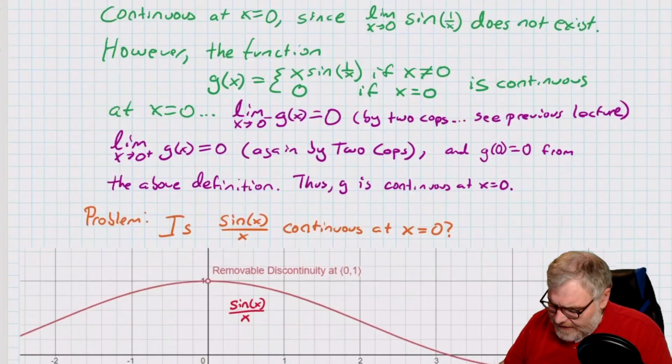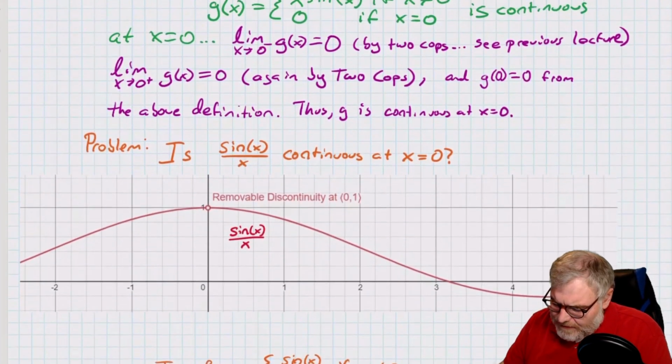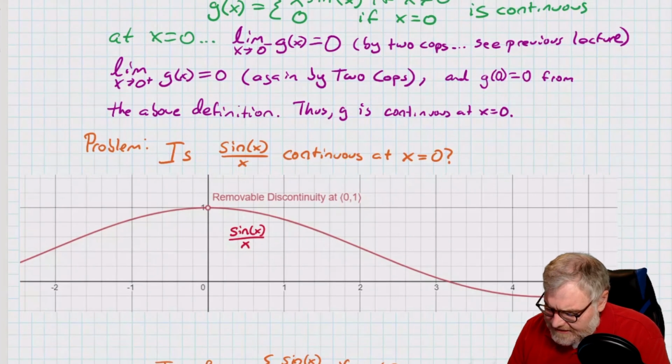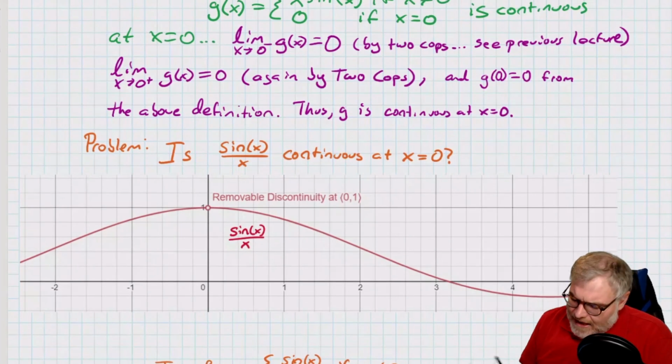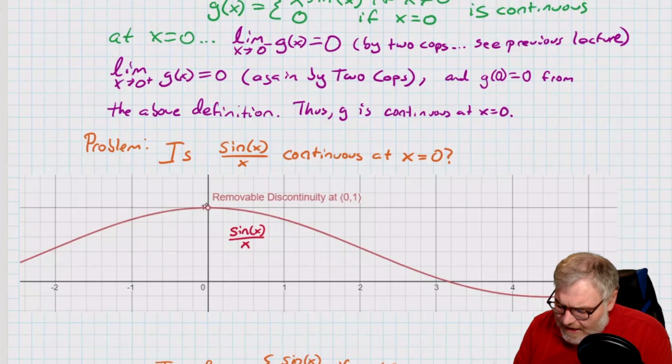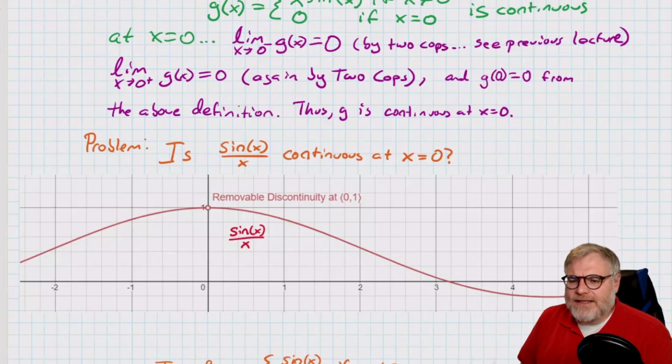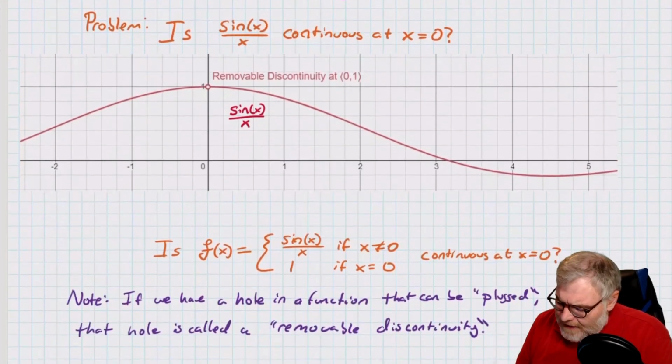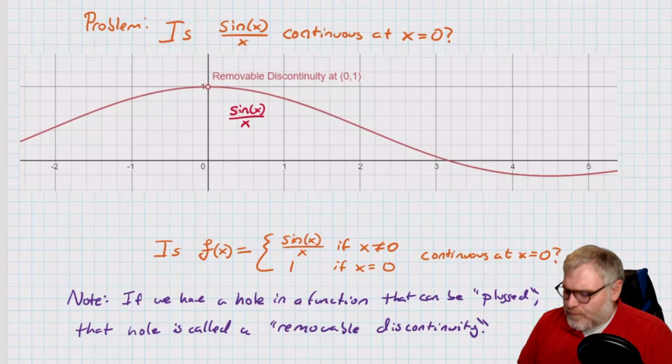Let's look at another one of these. Remember this one, this is sine x over x. Is it continuous at x equals 0? Right? So I've got a hole there, because there's something missing in the domain. Can I plug the hole? So let's look at this function. Is this function continuous? So go ahead and prove on your own that this is continuous. Just write a little short thing.